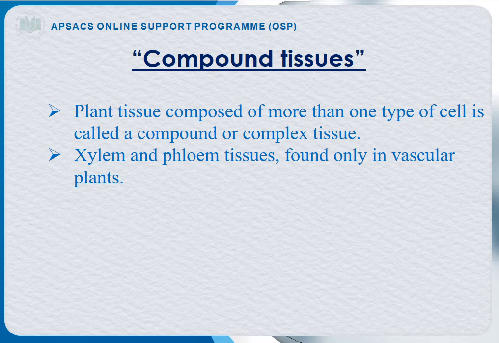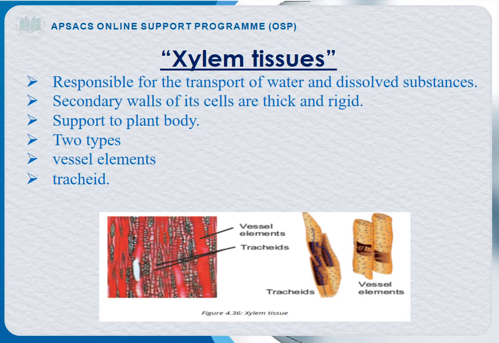Compound tissue. A plant tissue composed of more than one type of cell is called compound or complex tissue. Complex or compound tissues are further divided into xylem and phloem tissues, found only in vascular plants. Xylem tissue is responsible for the transport of water and dissolved substances from roots to the aerial parts. Due to the presence of lignin, the secondary walls of its cells are thick and rigid. That is why xylem cells also provide support to the plant's body.